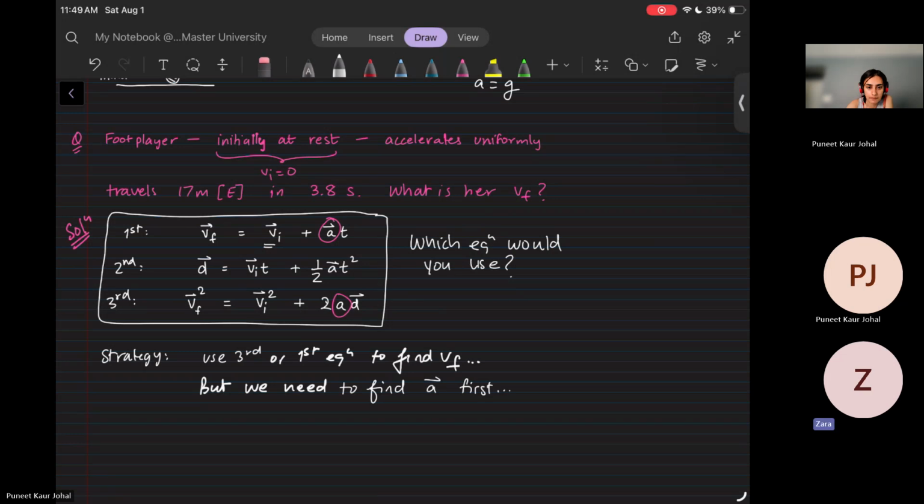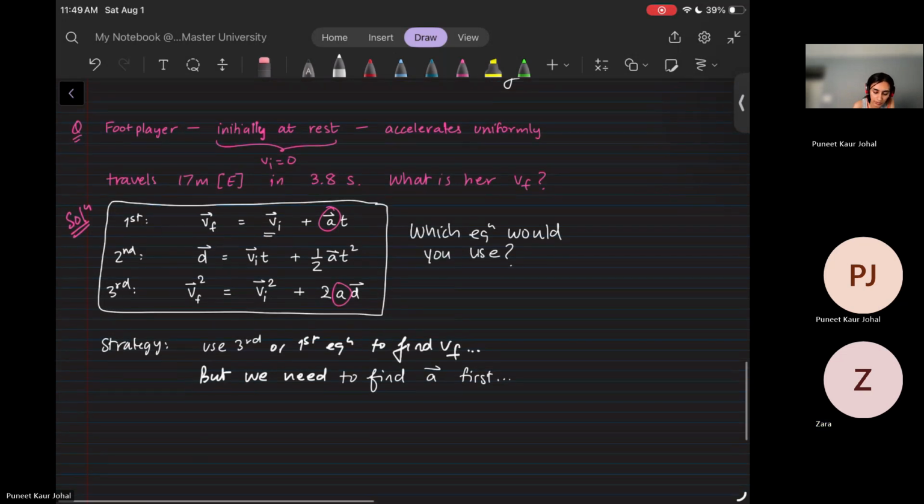Probably the third one because it has distance or displacement. We have displacement, but we don't have final velocity or acceleration, right? Right. Here's what helps.